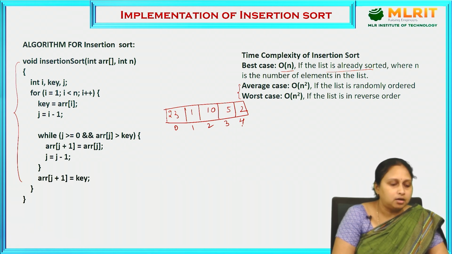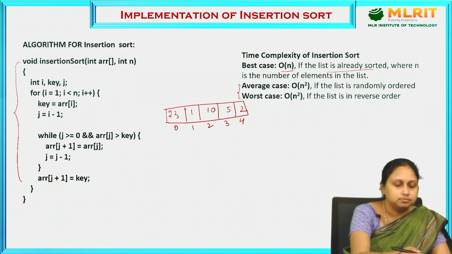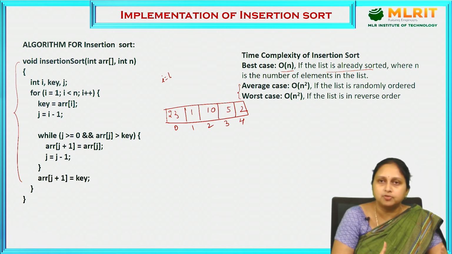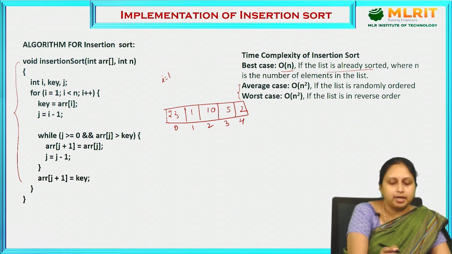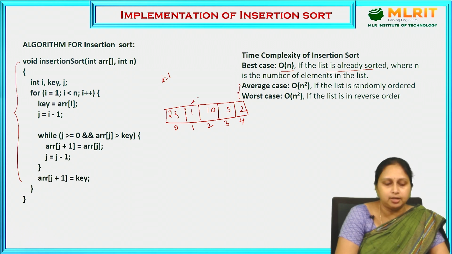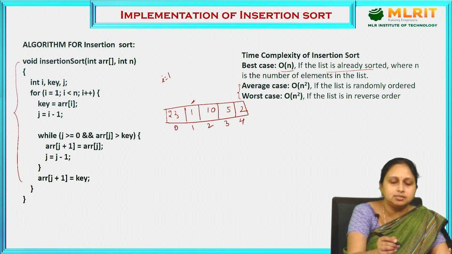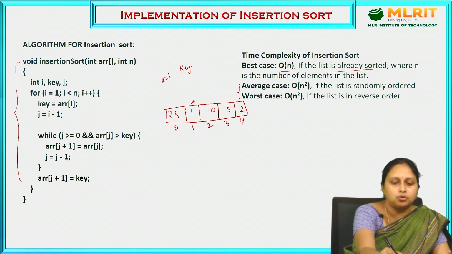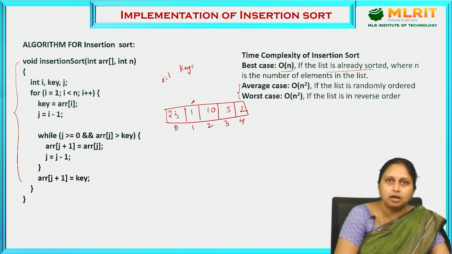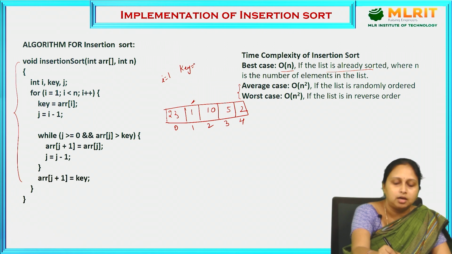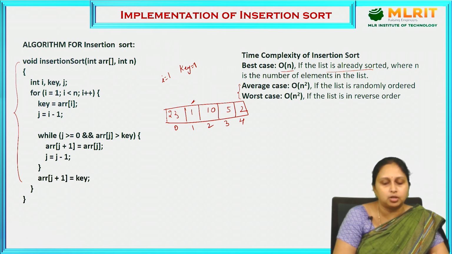Okay, and here key equal to array of i. i is nothing but 1 here. i starts from 1 onwards. Why? Because we are not taking the first element for comparison. That's why we are initializing i equal to 1. Now take i equal to 1. This is the element we are going to take, and assign that array of 1 value to key. What is your key value now? Key is going to be stored with array of 1, that is array of i, which is nothing but the 1 value. Now key value is 1.